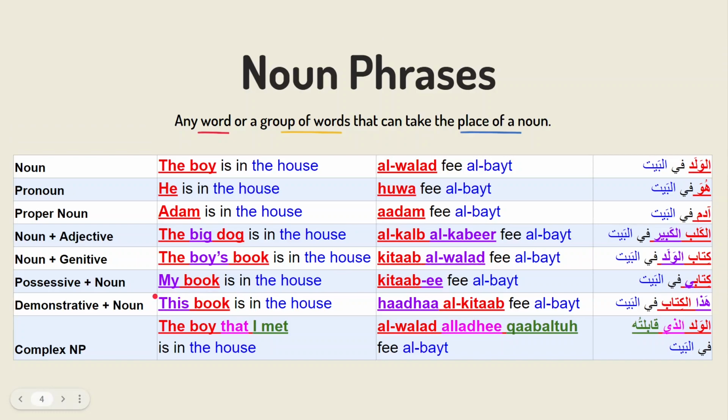And then when we are using the possessive pronouns like my or his or her or our or things like that, we can have the possessive pronoun with the noun.